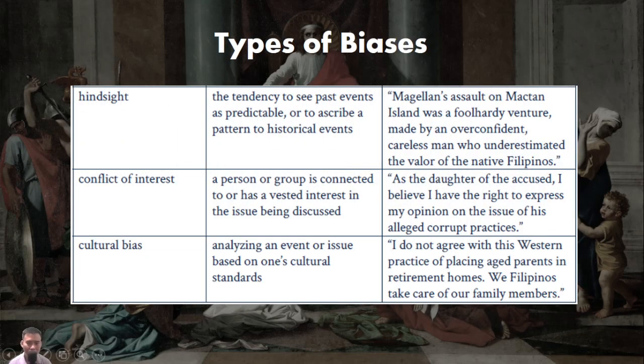Next, hindsight, the tendency to see past events as predictable or to ascribe a pattern to historical events. So Magellan's assault in Mactan Island was foolhardy venture made by an overconfident, careless man who underestimated the valor of the native Filipinos. Okay, so what is the example of hindsight? Say, for example, there is an ongoing issue of a couple, no, a celebrity couple, no, and you try to predict that in the near future there will be a divorce between this couple. Okay, so I think 1 year from now this couple will break.